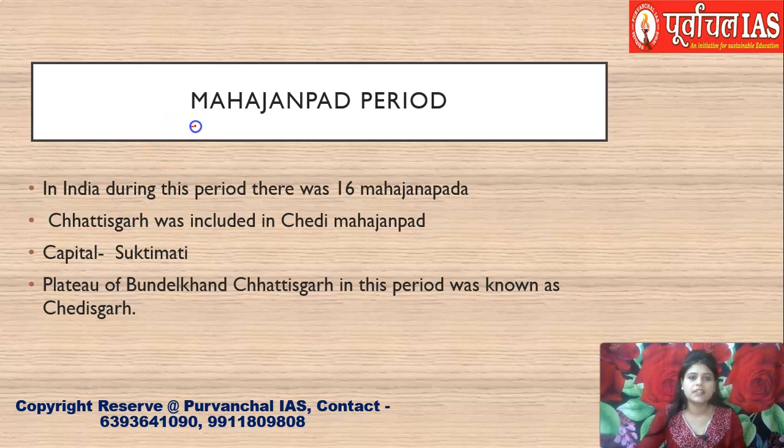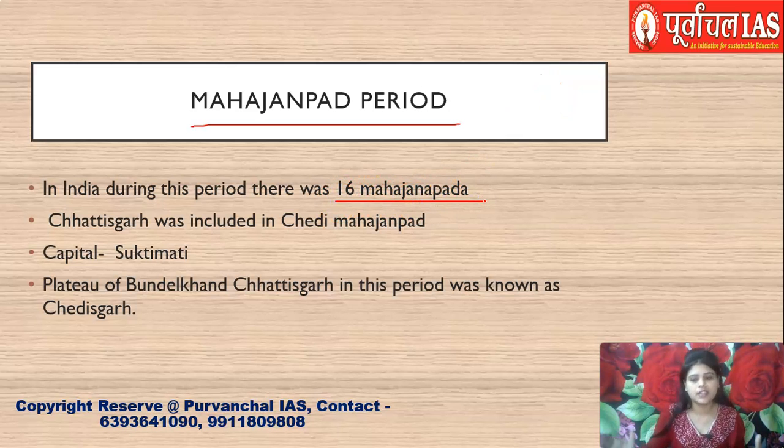Then is the Mahajanpad. I told you that during the 6th century BC only, it was also the time of Mahajanpads. So in India, there were 16 Mahajanpads at that time. The names of the 16 Mahajanpads you will obviously study in your Indian history. As far as Chhattisgarh is concerned, Chhattisgarh during that time was included in Chhedi Mahajanpad. There was a Chhedi dynasty, Chhedi Mahajanpad at that time, and Chhattisgarh is considered to be part of that particular Chhedi Mahajanpad, and the capital of Chhedi Mahajanpad was Suktimati.